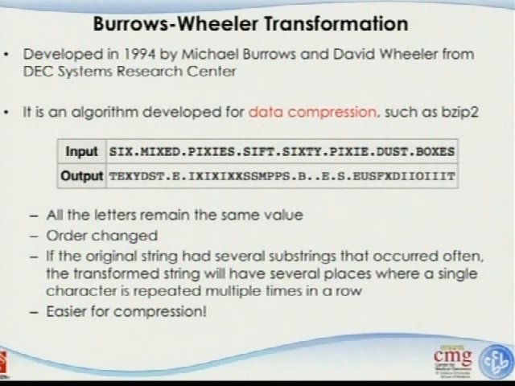So the idea here is you've got a string of text, and you want to compress it. After you do the BWT, all the letters will remain the same in value. If there is an S, there is still an S in the output. So everything remains the same in value, but the order is changed, okay? One of the features of this transformation is that if the original string had several substrings that occurred often, for example, if you look at English text, there's probably a lot of 'the', T-H-E, those are things that you can really index and eventually compress.